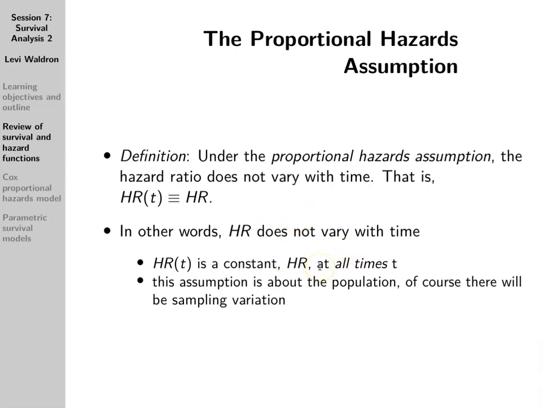So that is an assumption, and as with most of the assumptions that we've done, this is an assumption about the population. So in a sample like we saw in the previous slide, there can be sampling variation, especially for small samples. But the assumption is that if we had a large enough sample, this hazard ratio would actually be constant.